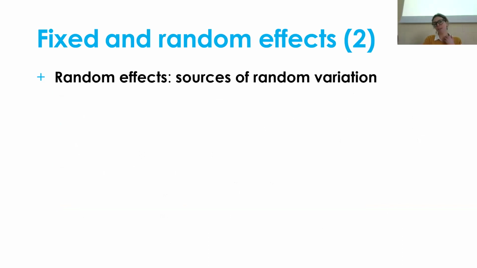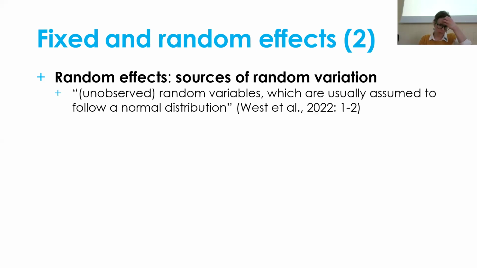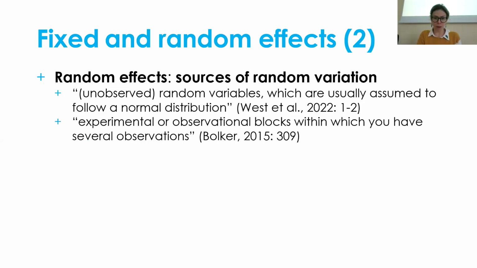Okay, when it comes to random effects, on the other hand, these are, as Agnieszka already pointed to earlier, sources of random variation, right? So let's try to unpack that a little bit. Another quote by West: unobserved random variables, unobserved because we are not going there to collect these variables, right? They just occur naturally within our data. These are sources of noise, and they are usually assumed to follow a normal distribution. So actually your dependent variable doesn't have to be normally distributed, but the random effects need to be. Okay, so this is one thing to be aware of.